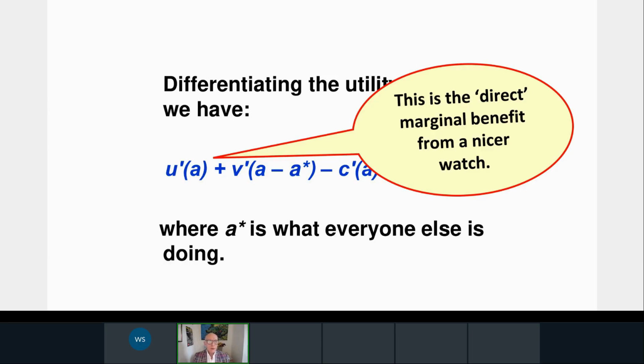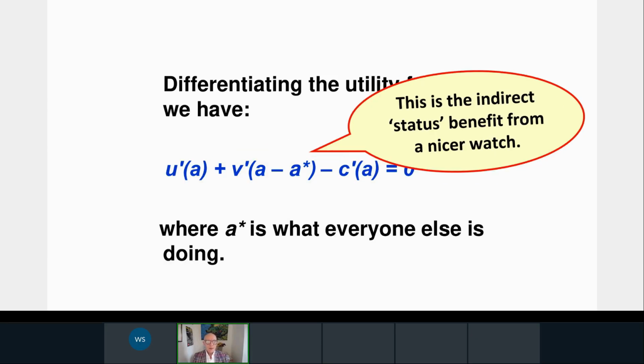That's a standard utility way to think. This is the status benefit. It's another marginal utility, but this is over my enjoyment from the fact that my A might be better than your A star. And this is a very real problem.